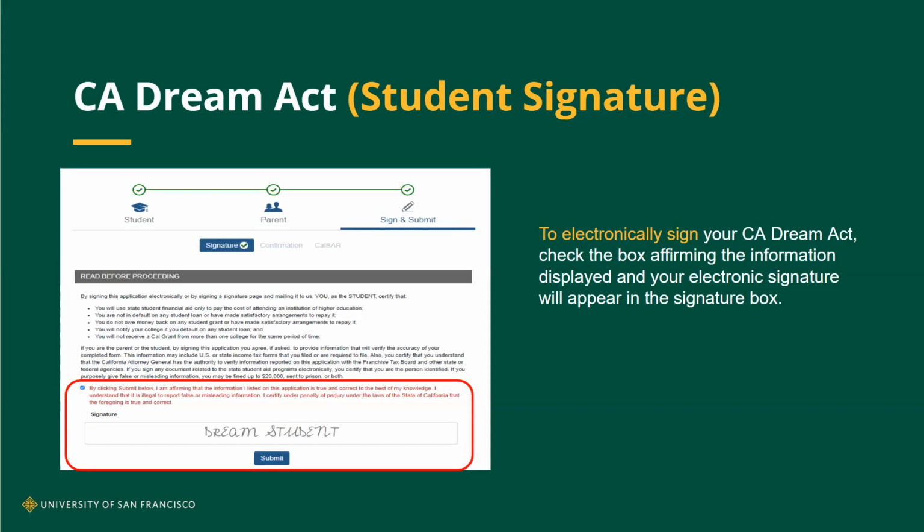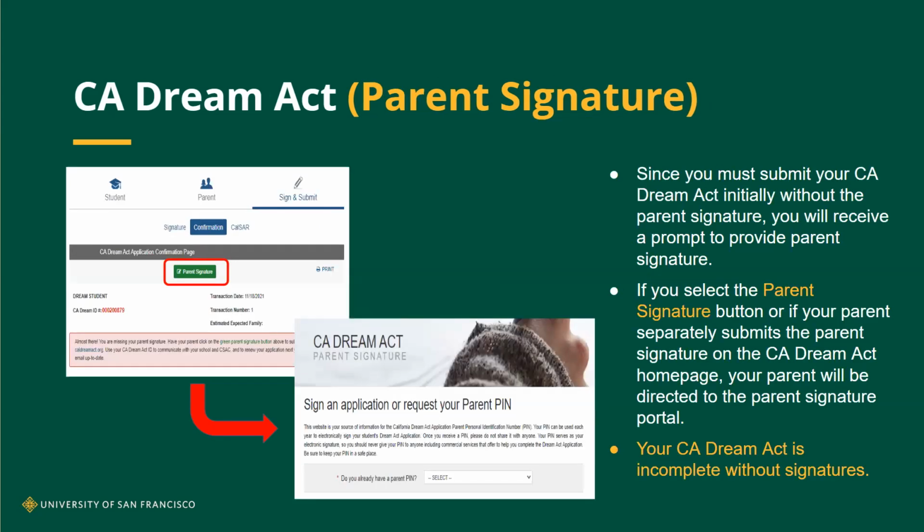Now, to sign your California Dream Act, you can go ahead and electronically do so by writing in your name and then clicking the little box and submitting the application. Your parent will also need to sign the California Dream Act. Without a parent signature, the California Dream Act is considered incomplete.